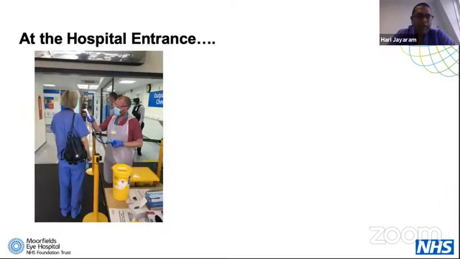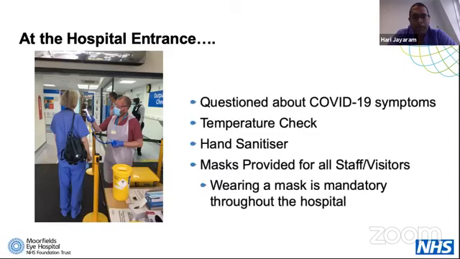So at the moment at Moorfields, even getting through the door is a challenge. There is a queue in the morning that's quite something, and this is for the staff coming in. So everybody is questioned about any symptoms they may have had, a cough or a fever or loss of taste, smell. Everybody has a temperature checked. Everybody is given hand sanitizer. Masks are provided for all staff and visitors. And in fact, it's mandatory to wear your mask throughout the hospital at all times.